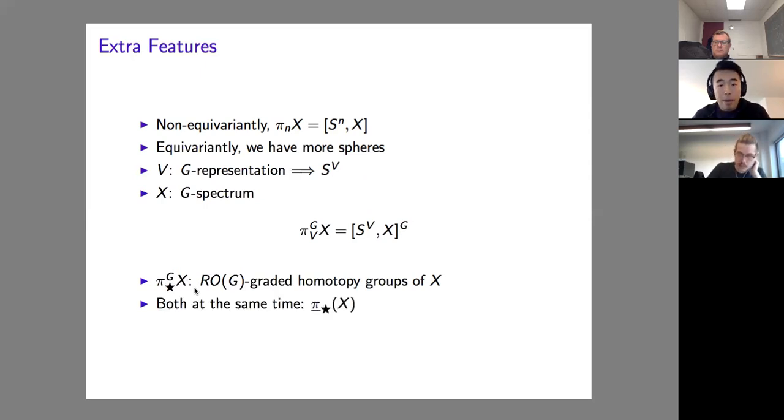In fact, we have the Mackey functor, and we have this extra grading: the representation spheres, the RO(G)-graded homotopy groups. We can actually do both at the same time to get the Mackey functor valued RO(G)-graded homotopy group of X. And this has a lot of structure, which is very useful for computations, which I'll explain later on. So this contains a lot of data.